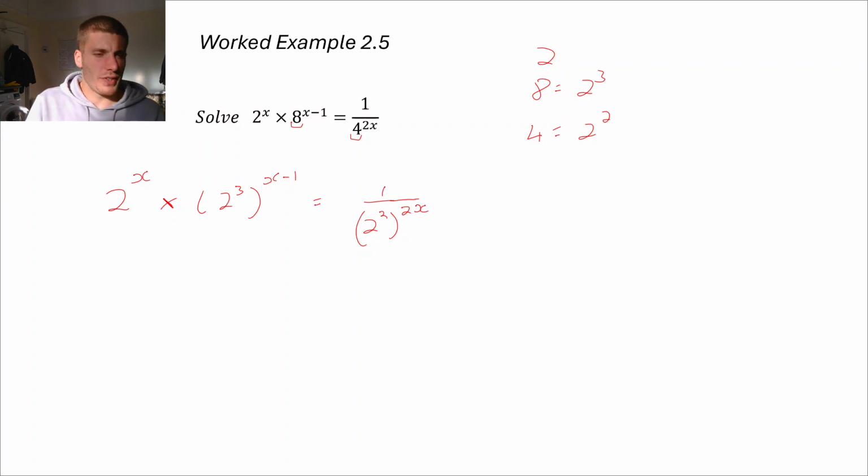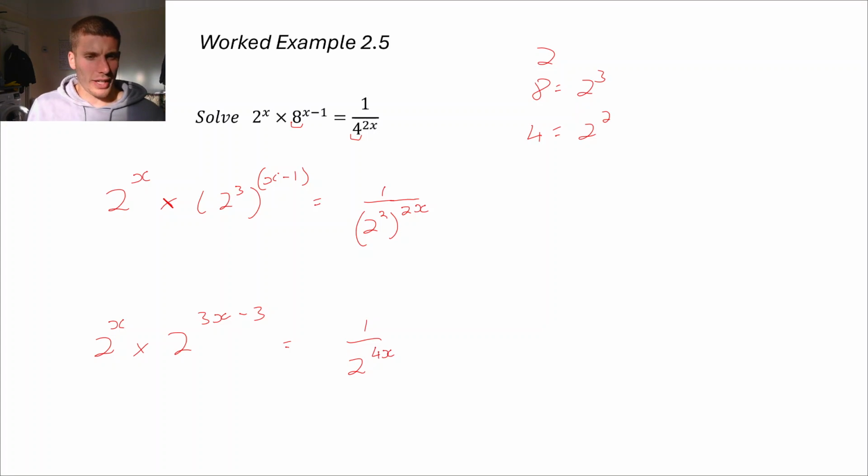And now let's use our laws of indices here. The first part, we've got 2 to the x, we're timesing by... Now, the power law, we can do this 3 times this x take away 1, and let's put this into a bracket so we don't miss anything out. It's going to be 2, 3 times x is going to be 3x, 3 times the negative 1 is going to be negative 3. So take away 3 is equal to 1 over, again power law, 2 times 2x is going to be 4x, so 2 to the power of 4x.